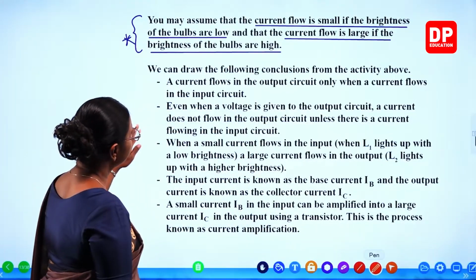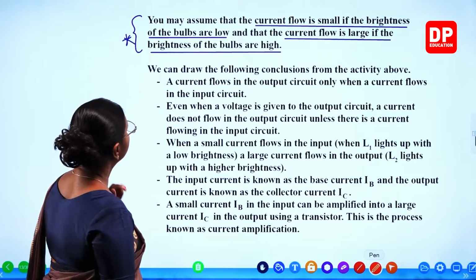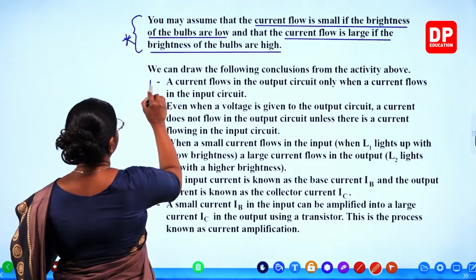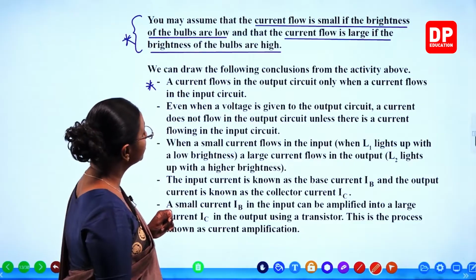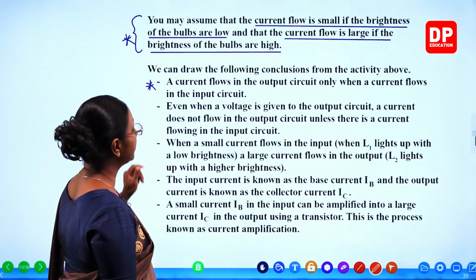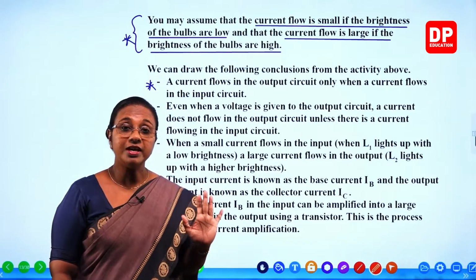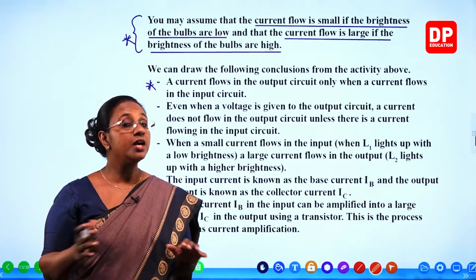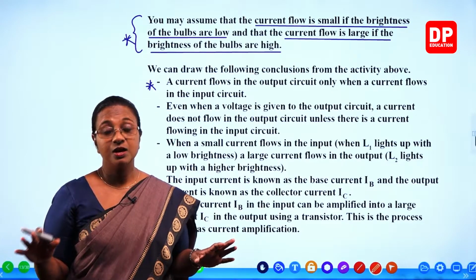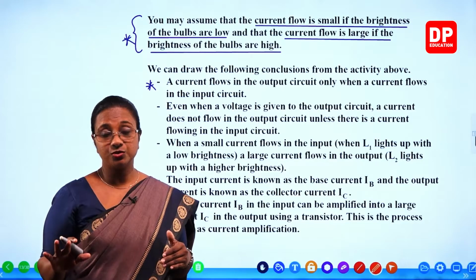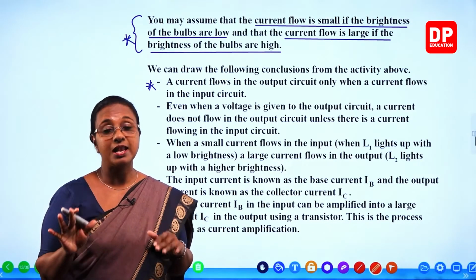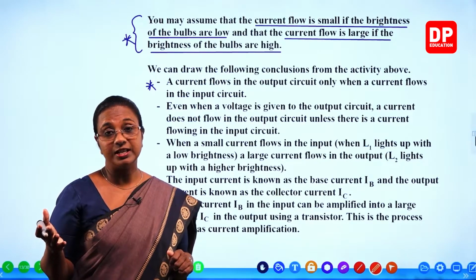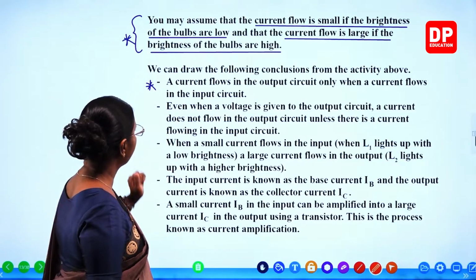Using these assumptions, we can draw the following conclusions from the activity above. The first one: a current flows in the output circuit only when a current flows in the input circuit. You all were able to understand that, no? When we had S1 open and S2 closed, both the bulbs don't light. Only when both S1 and S2 are closed do you see the bulb light. So there should be a current flowing in the input circuit for a current to flow in the output circuit.